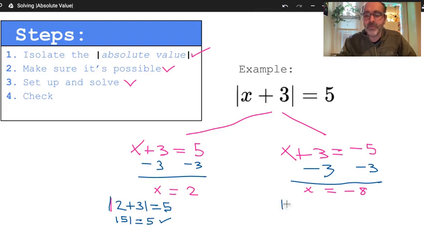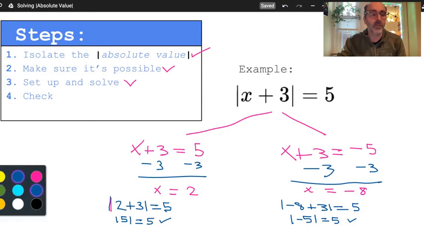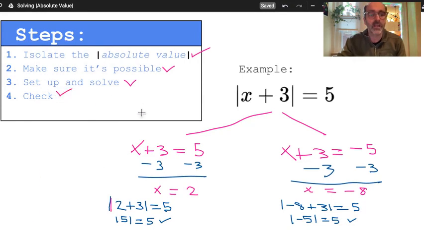So I'm going to write the absolute value of negative 8 plus 3. Is that equal to 5? Well, let's see. Negative 8 plus 3 is negative 5. So is the absolute value of negative 5 equal to 5? Why, yes, it is. All right, so we, in fact, solved this using our steps. So we checked our work. Let me put a check here, and we're done.